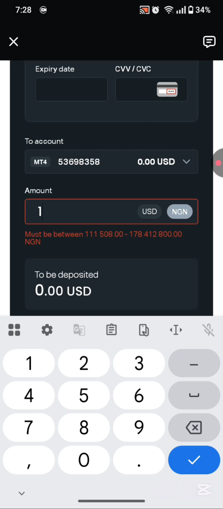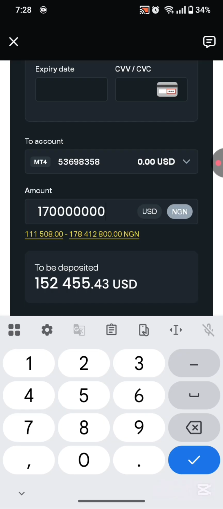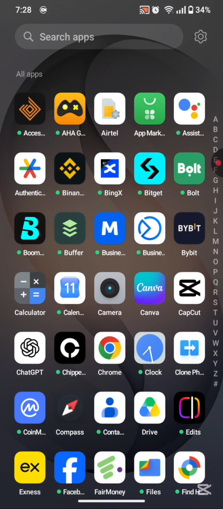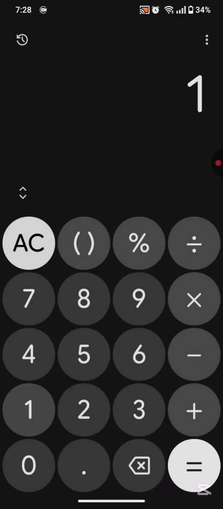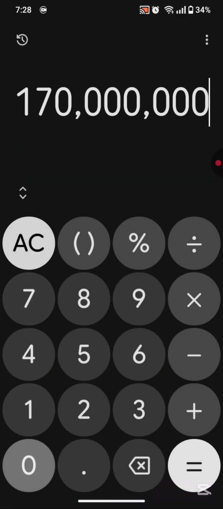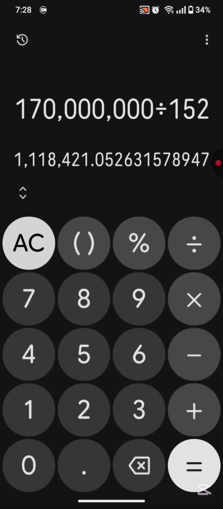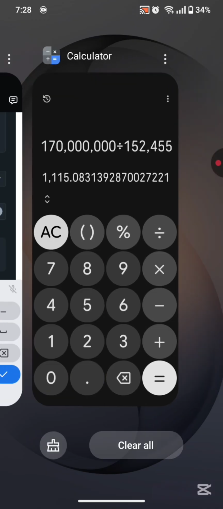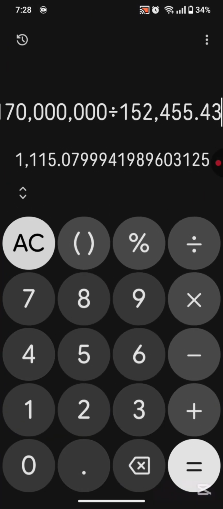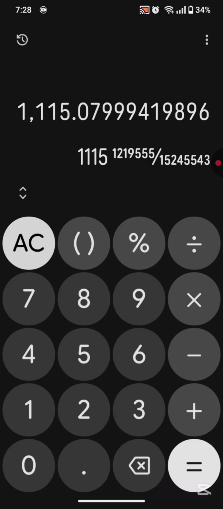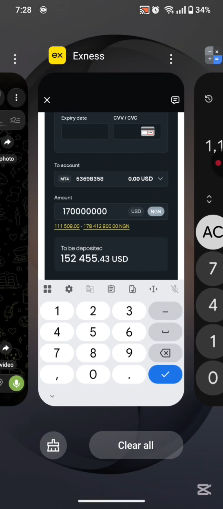So let me go ahead and enter 170 million. Now for today we got a total of 152,455.43. Let me go ahead and check my calculator. 170 million divided by 152,455.43. So today we got 1 USDT at the rate of 1,115.07 Nigerian naira per USDT. That's the rate at which we got 1 USDT on our account, which is activated for arbitrage.